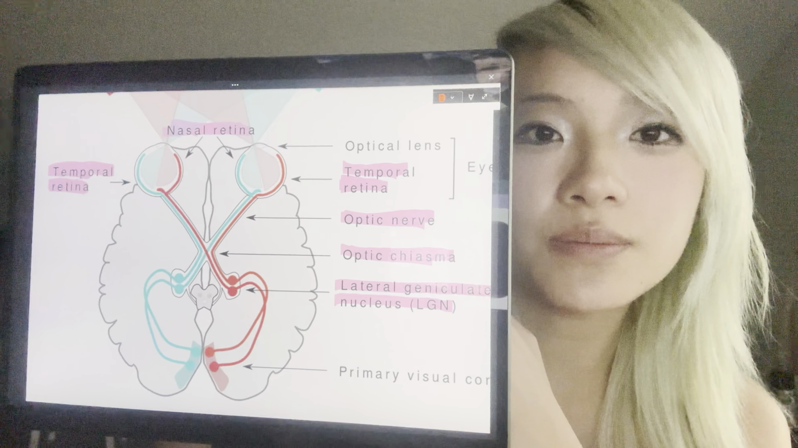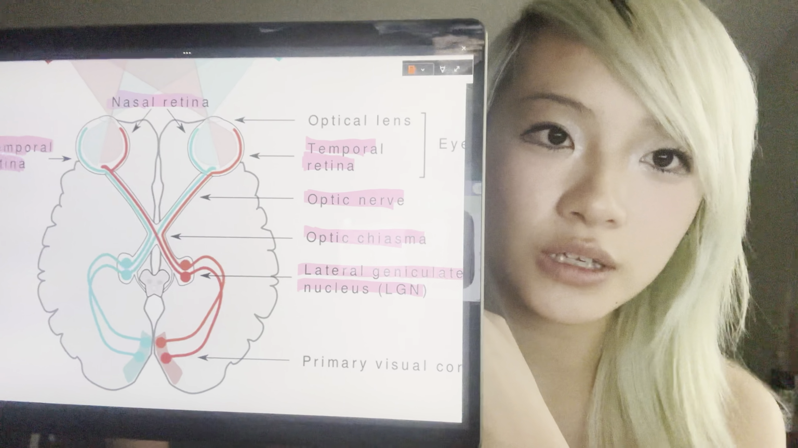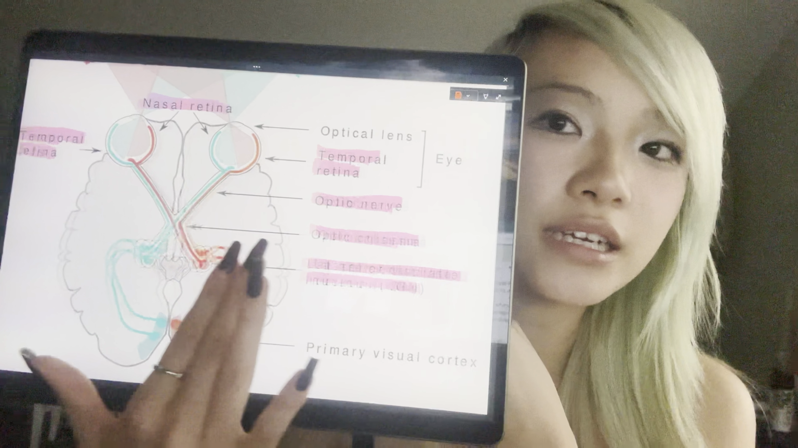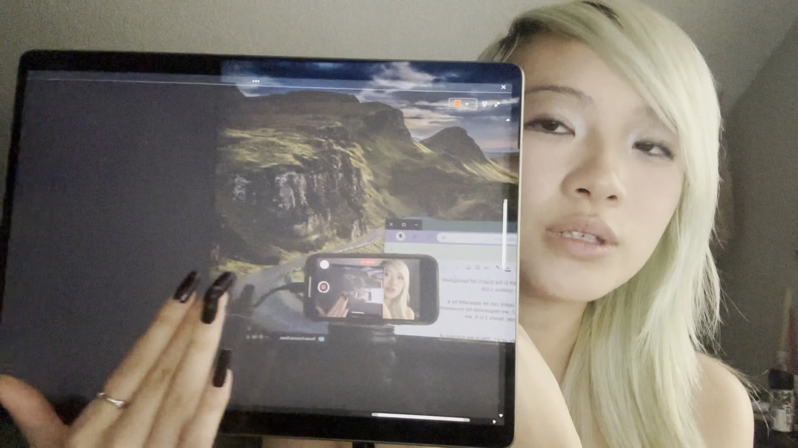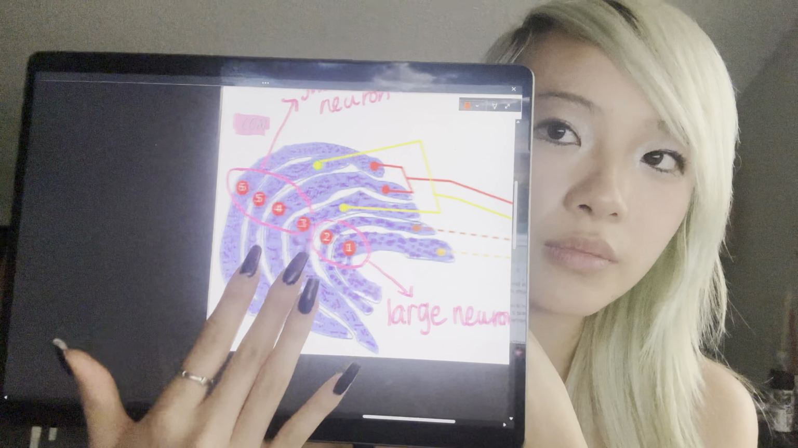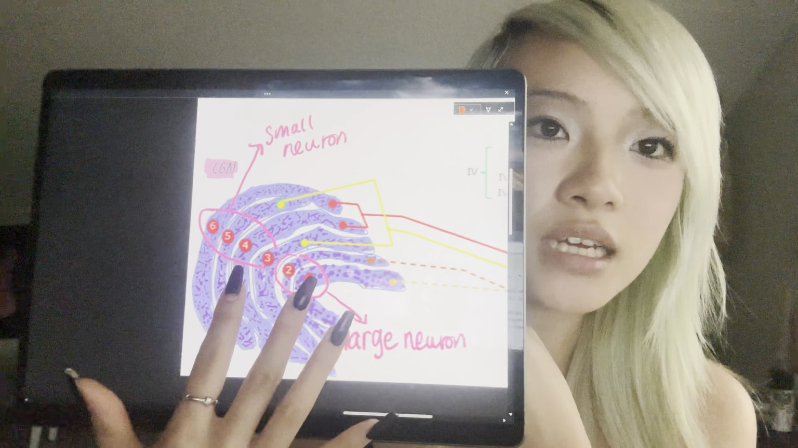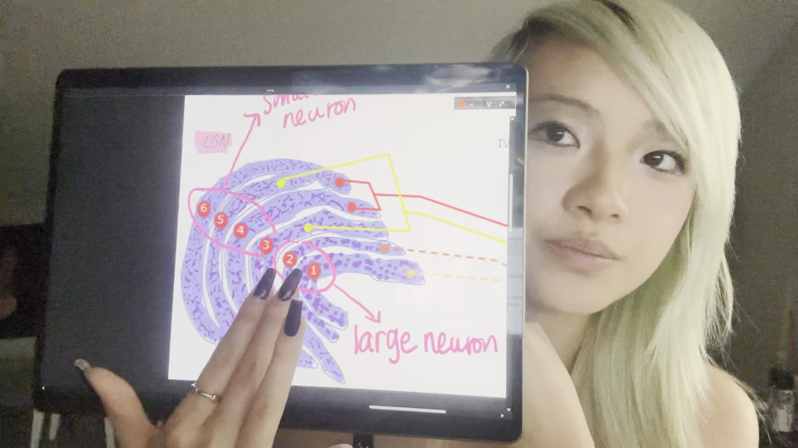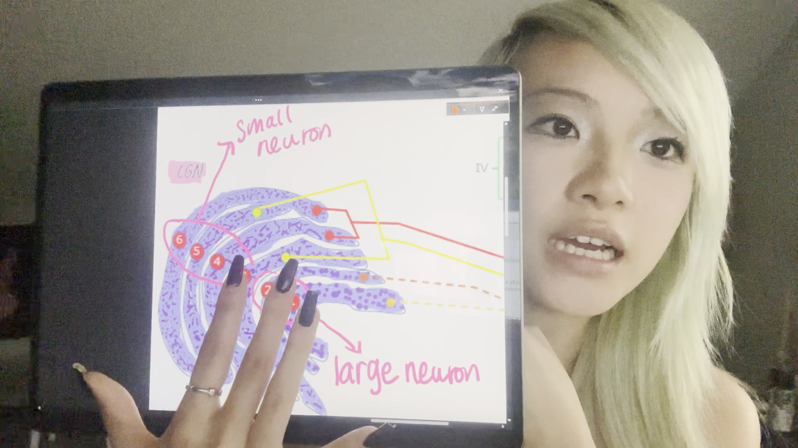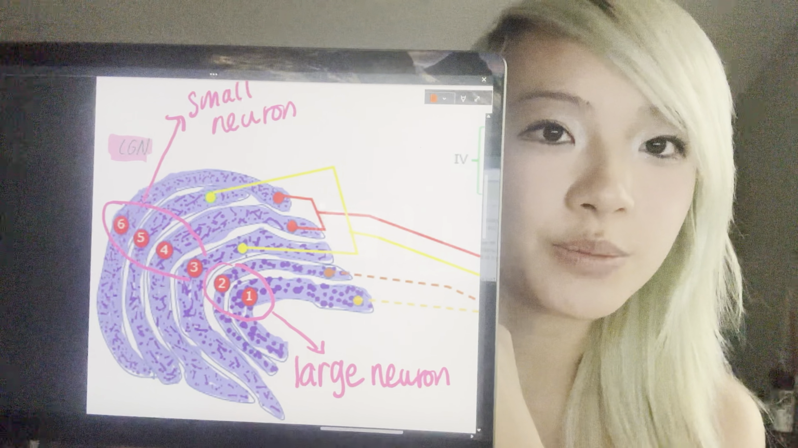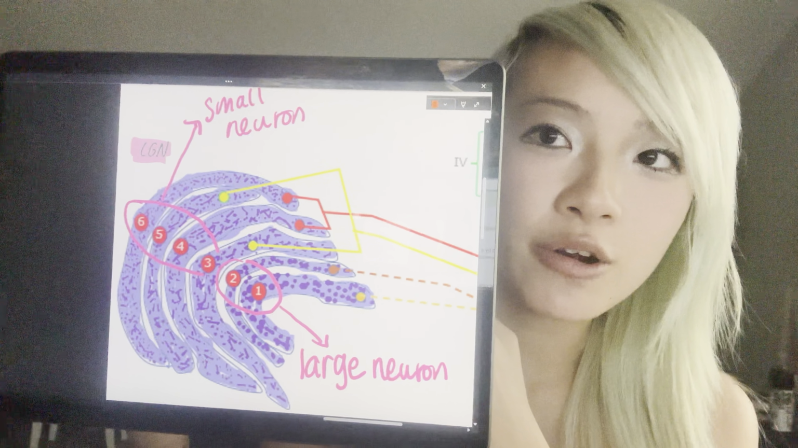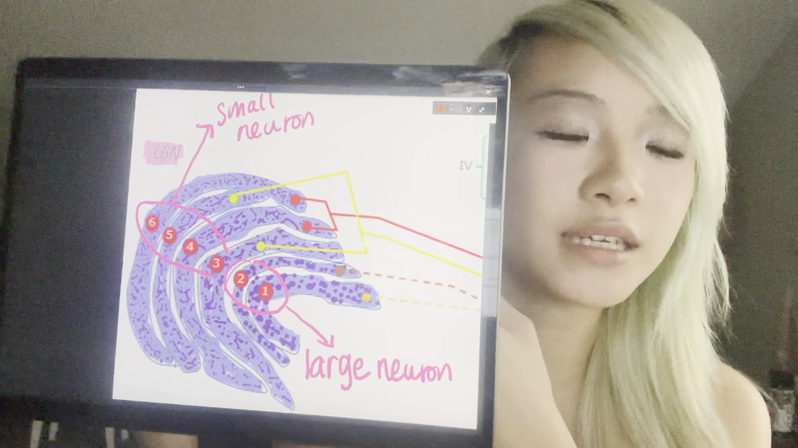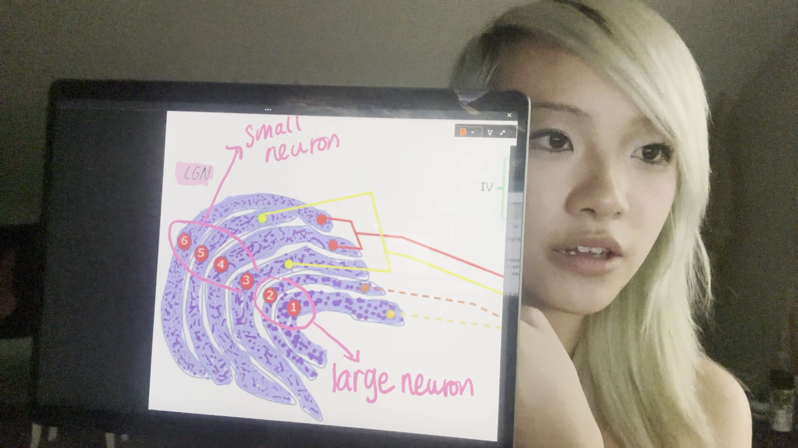The optic chiasm ends at the lateral geniculate nucleus, or LGN. The LGN has 6 layers total and 2 types of layers. The types of layers can be separated by a small or large neuron type. The large neuron type, layers 1 and 2, are responsible for movement and are achromatic, meaning without color. The small neuron type, layers 3 to 6, are responsible for detail and color.